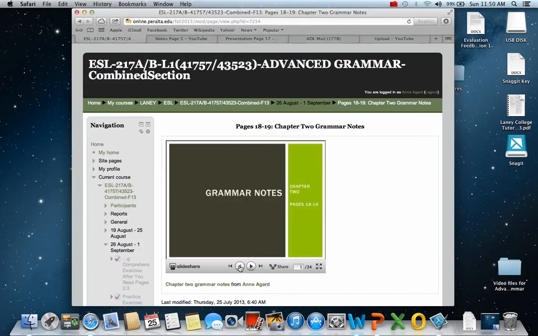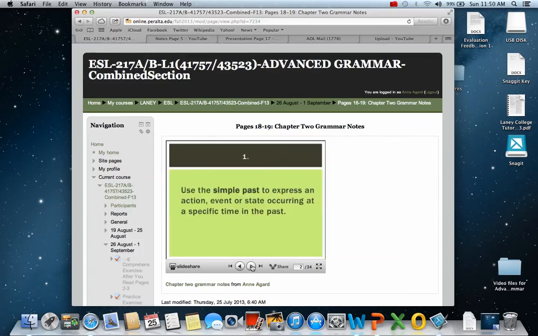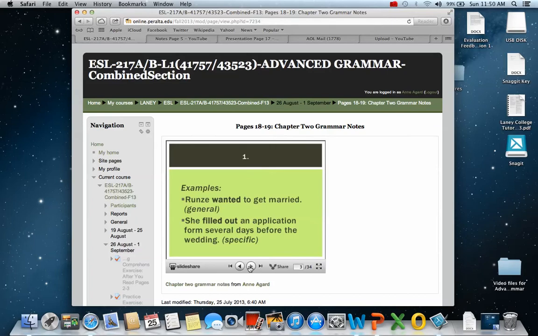Okay, let's talk now about the grammar notes that are on pages 18 and 19. First of all, you use the simple past to express an action, event, or state occurring at a specific time in the past. And the examples from the reading: Runza wanted to get married. She filled out an application form several days before the wedding. She wanted to get married is something general but now finished. She filled out was a specific action that's now finished.